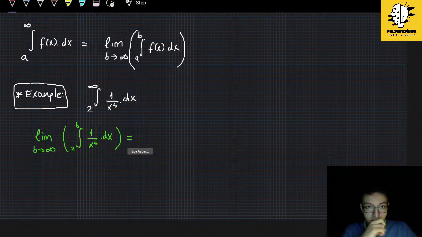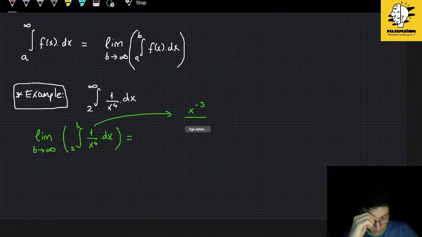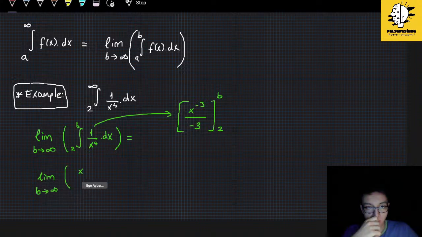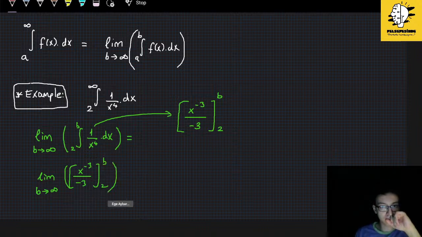In terms of b, guys, in terms of b. Let's write it in terms of b, and you will know what I mean. Let's do the integration here. We are increasing the power by 1, so it is x to the power of minus 3 over minus 3, in square brackets, b and 2. Okay, let's come to our limit. Let's put it in: x to the power of minus 3 over minus 3 in square brackets, b and 2.